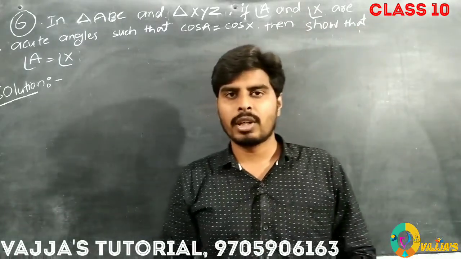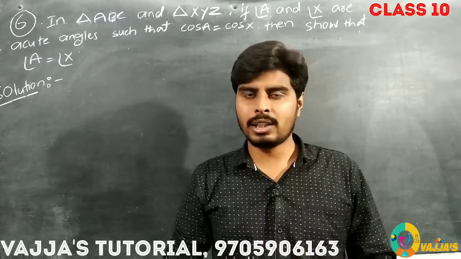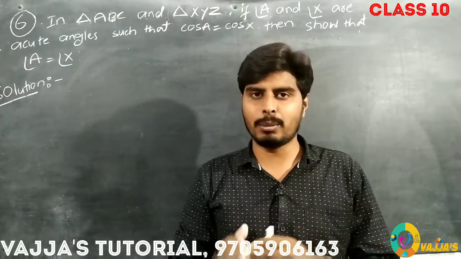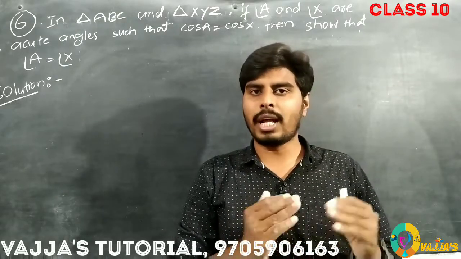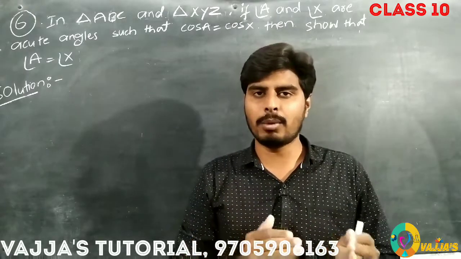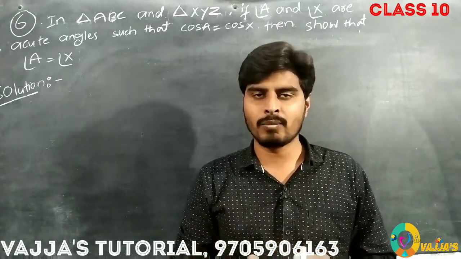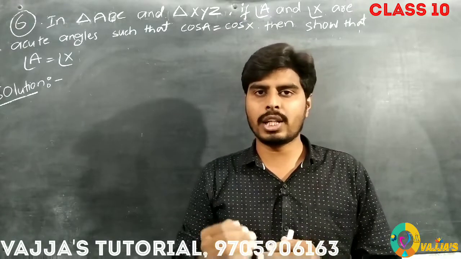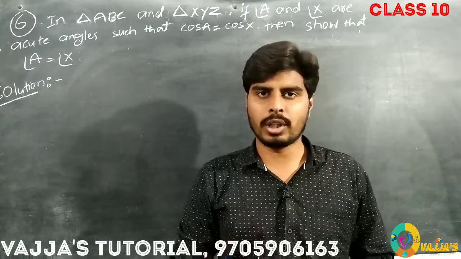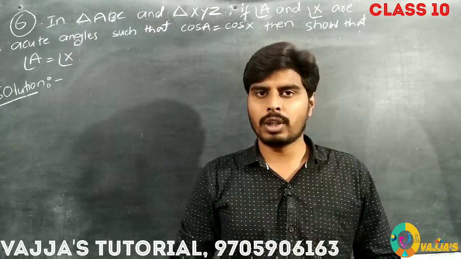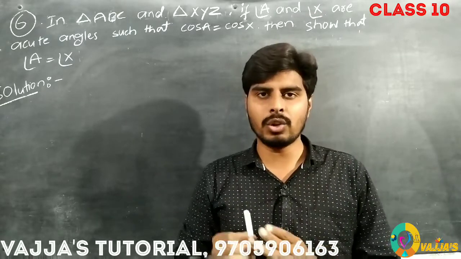So here, given two triangles, triangle XYZ and triangle ABC, angle A and angle X are two acute angles, and given cos A ratio equals cos X. So what do we have to prove? We have to prove angle A equals angle X.